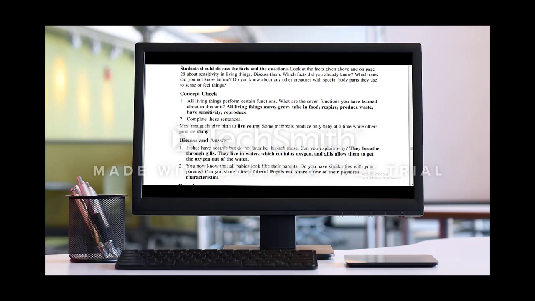Complete the sentences. Most mammals give birth to live young. Some mammals produce only one baby at a time, while others produce many. So these are the blanks. Most of the mammals give birth to live young. Some mammals produce only one baby at a time, while others produce many.